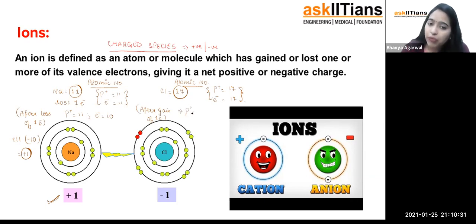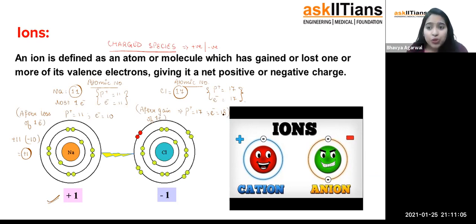what is the new number of protons? 17 itself, because it has not gained any positive charge. The positive charge is as it is. But what about electrons? Since this time it has gained 1 electron, the total number of electrons now present is 18. As a result, can I use the same notation this time?